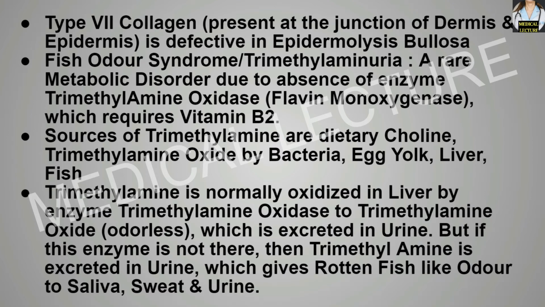Trimethylamine is normally oxidized in the liver by the enzyme trimethylamine oxidase into trimethylamine oxide, which is odorless, and this is excreted in the urine. But if this enzyme is not there, then the trimethylamine is excreted in the urine, which gives a rotten fish-like odor to the saliva, sweat, and urine.